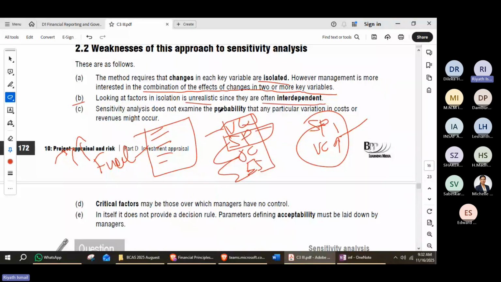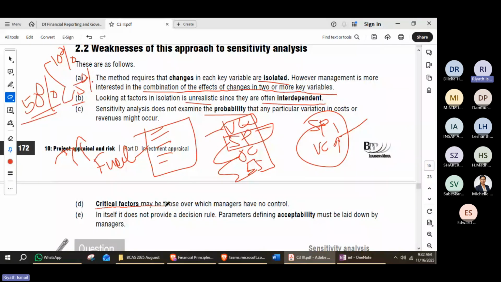Sensitivity analysis does not examine probability, the probability that any particular variation in cost or revenue might occur. So the sensitivity analysis does not have the prediction of, say, a 50% chance of selling price increasing by 10%, and a 50% chance of a price reduction of 5%. This kind of thing we cannot accommodate here.